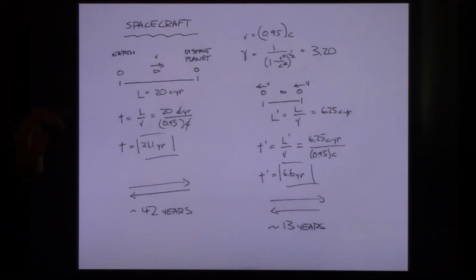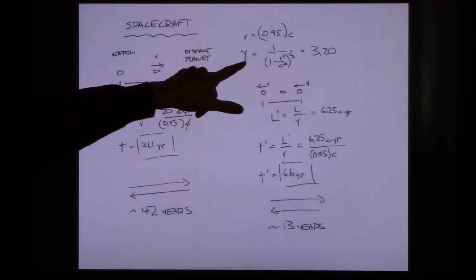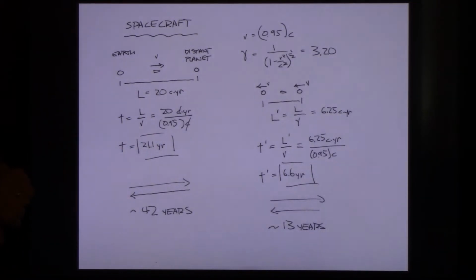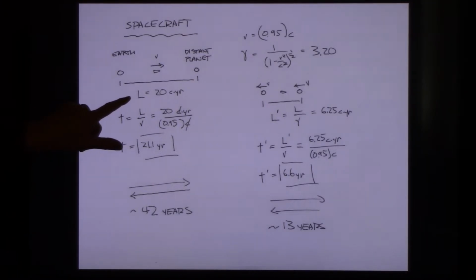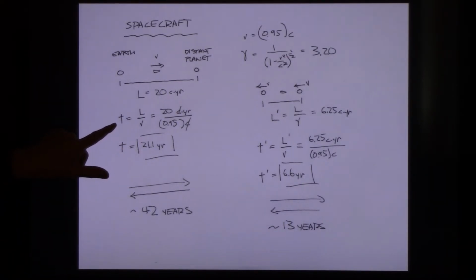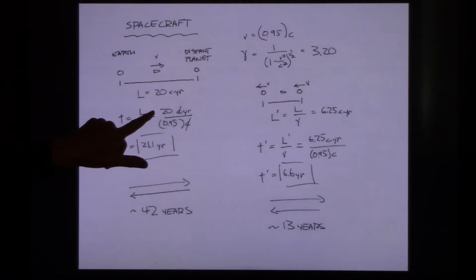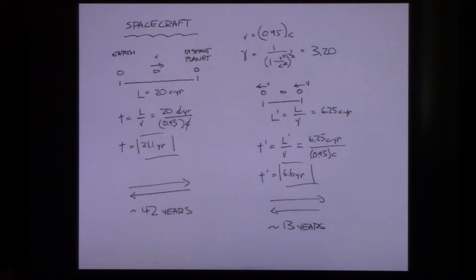What we can say is, if I've got a spaceship traveling at 0.95 c, it's got a gamma factor of 3.20. The distance that I'm traveling to the distant planet is 20 light years. The time it's going to take, I can do as L over v. That's 20 light years over 0.95 c, and the c's cancel. That's the idea here, to get the c's to cancel out. The only unit left is years, and I came up with 21.1 years.